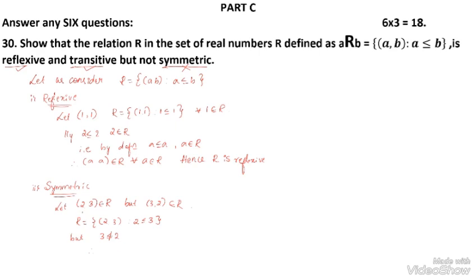Simply I can write by definition, (a, b) belongs to R, but (b, a) does not belong to R. Hence, R is not symmetric.